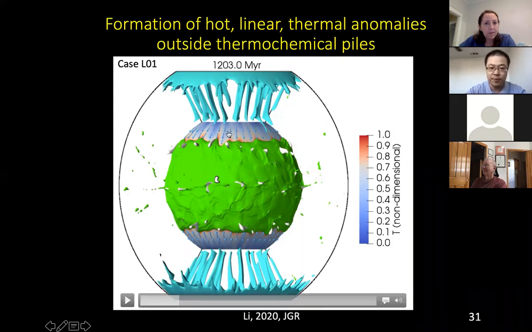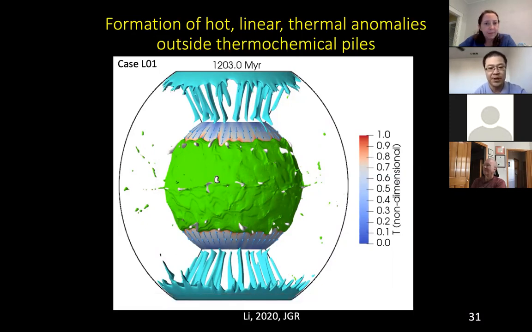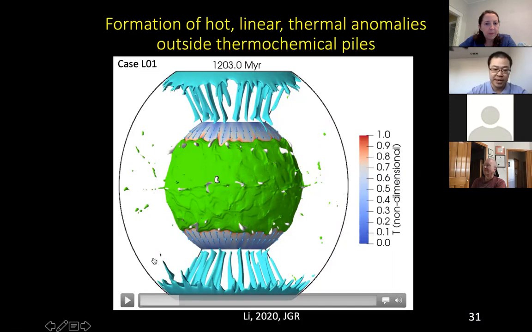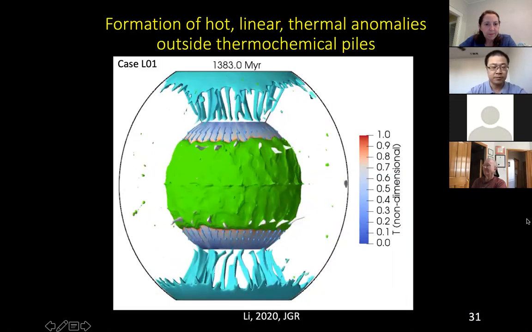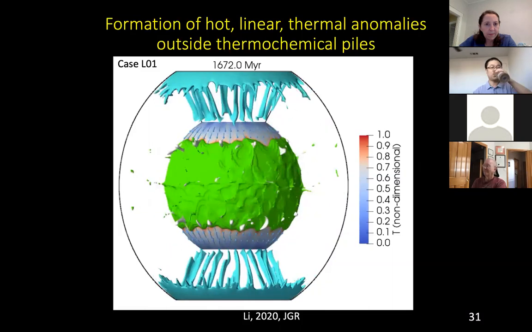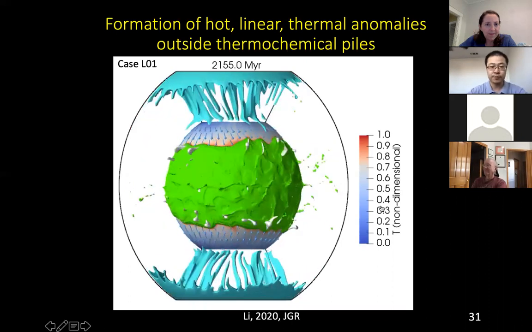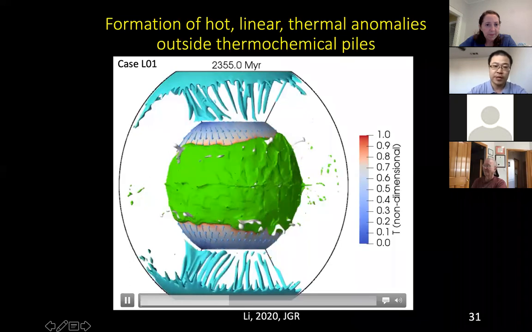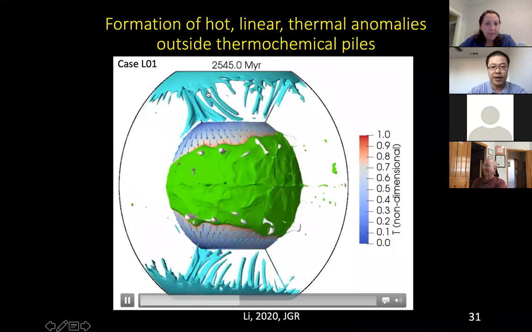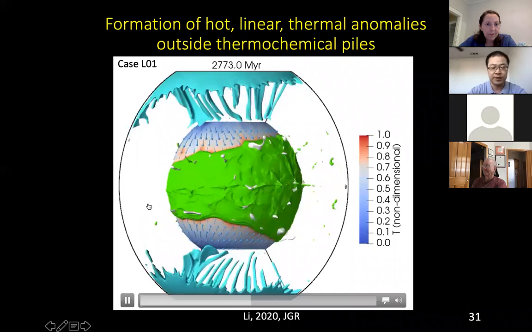And in this movie, we also show the temperature field near the core-mantle boundary, specifically at about 45 kilometers above the core-mantle boundary. So now let's continue the movie. The arrows also show the mantle flow velocity field near the core-mantle boundary. Let's continue this movie. Now you can see the cold dome whirlings start to migrate from north-south to the west side boundary.